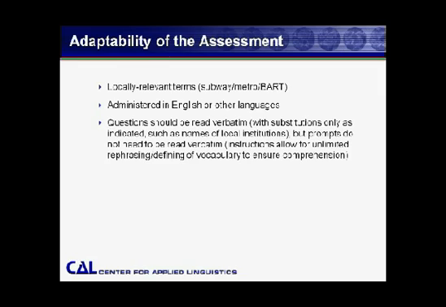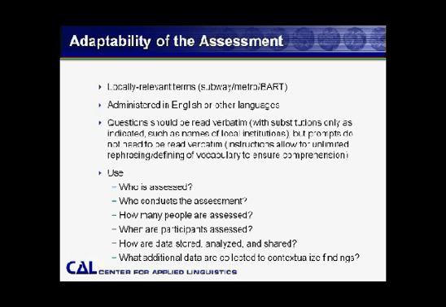The other area where this is adaptable is in terms of exactly how the assessment is administered. Who is assessed? Who conducts the assessment in terms of what kind of personnel? How many people are assessed? When are participants assessed? Of course, the guideline that we have suggested is at the end of the R&P period. So there's a little bit of a guideline in there, but should it be exactly at day 60 or day 75 or day 30? It's really whatever the end of R&P is for you.